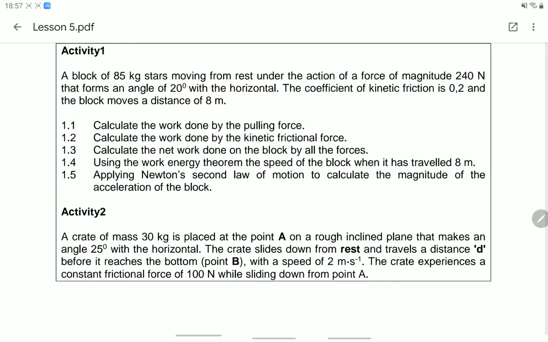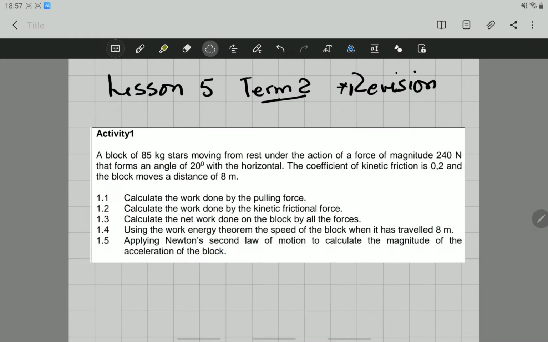Now this activity 1 might be a little bit long, so I'm going to divide it into 2 videos. I don't want to make videos too long because they become big, tiring, and use a lot of data. We're going to do 1.1 and 1.2 first, and then in another video we'll do the rest of the question. So let's read the question.